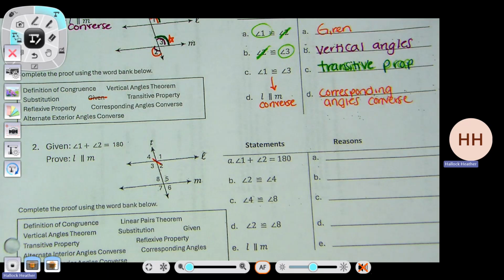Which one is corresponding? Corresponding is when they're in the same spot, just split over. Which one do you see? 2 and 8. No, that's alternate interior. Alternate interior.